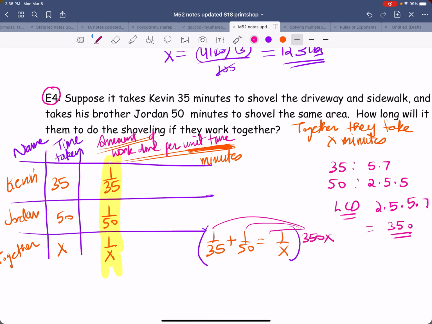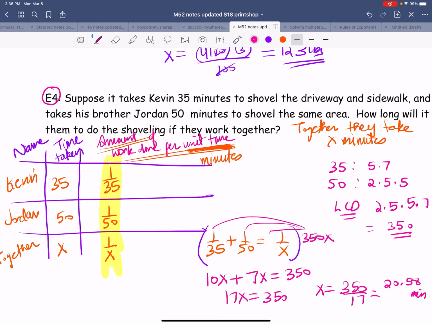1/35 times 350x would be 10x. 1/50 times 350x would be 7x. And then 1/x times 350x would be 350. So 17x is 350. X comes out to be 350 divided by 17. 350 divided by 17 is going to be 20.58. So together it would take them 20.58 minutes to complete the job.